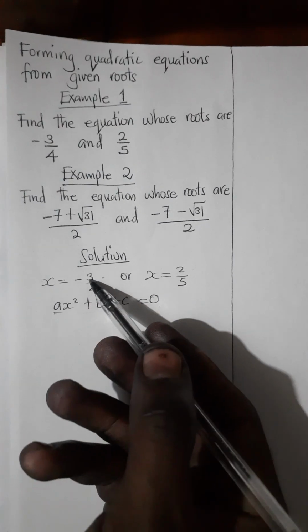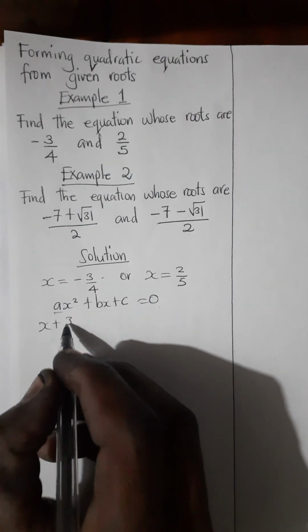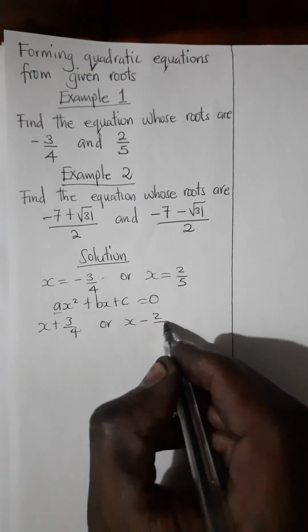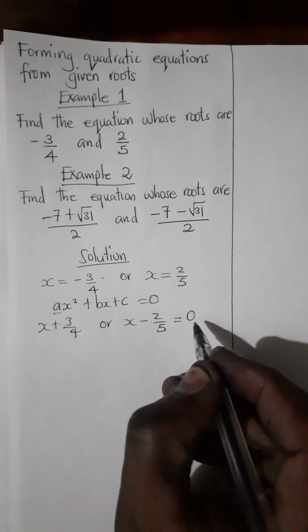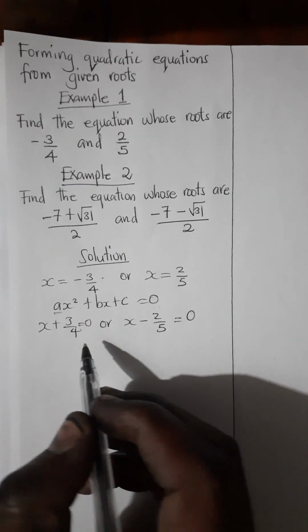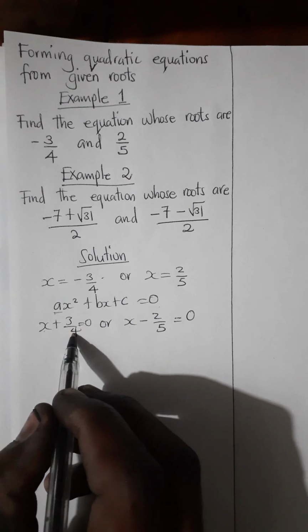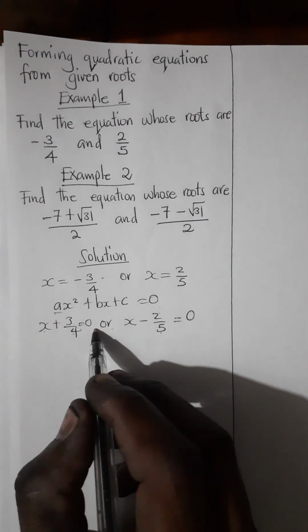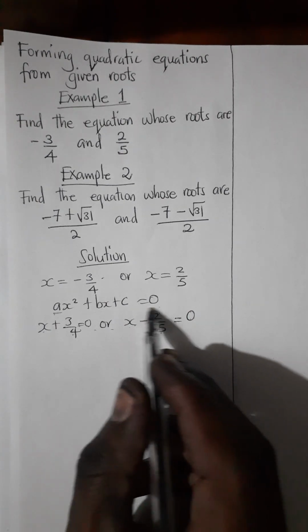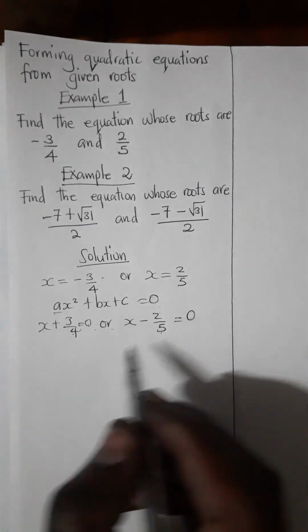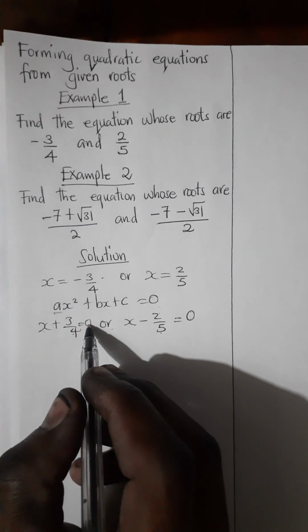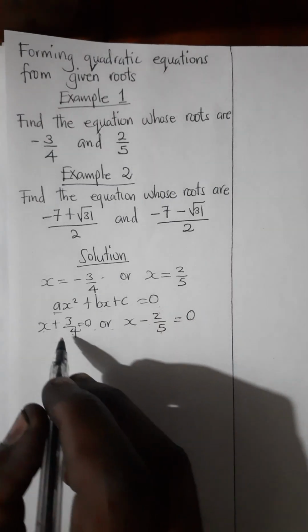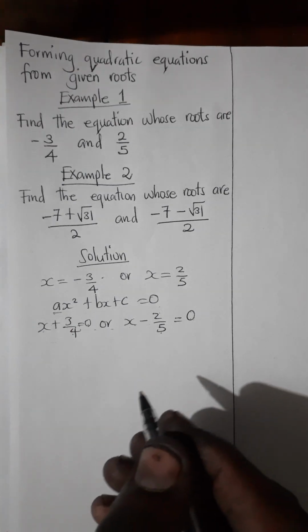Now to get that, we take this to this side: x plus 3 over 4 equals 0, or x minus 2 over 5 equals 0. This means that if we multiply this by this, the answer is 0, because this leads to 0 and this as well leads to 0. Now, taking this multiplied by this, we need to get 0.